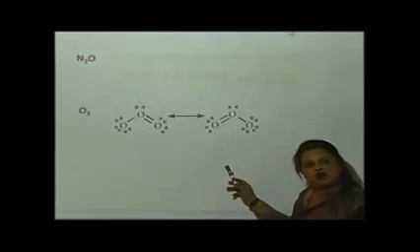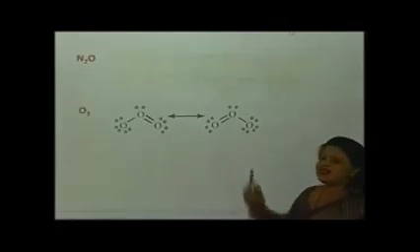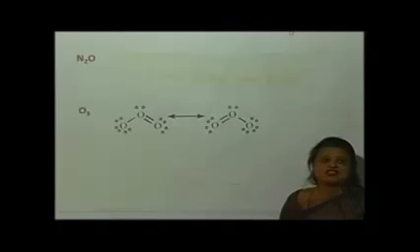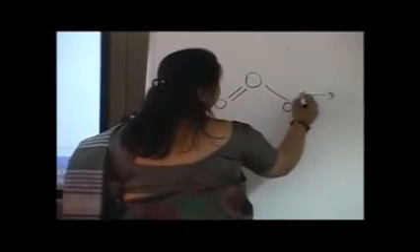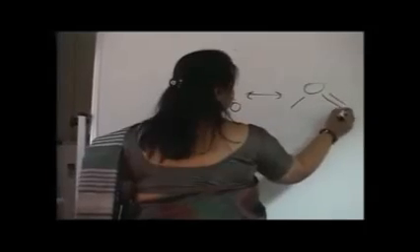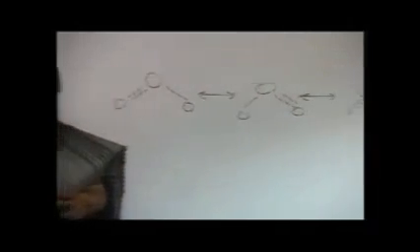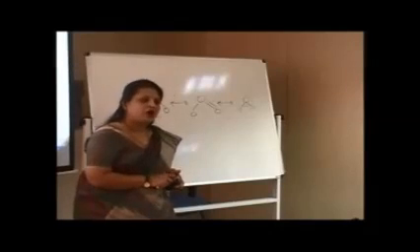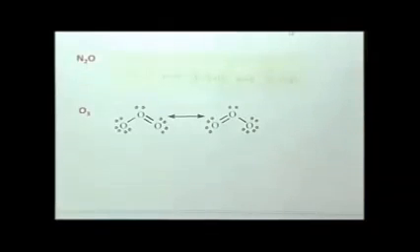Similarly, for ozone also we can write down the resonating structure. Each oxygen is short of 2 electrons. And it is because of this resonating structure that, in ozone, the O-O bond is in between a single and a double bond. It is neither a pure double bond nor a pure single bond. It is in between the two because of the resonating structure.